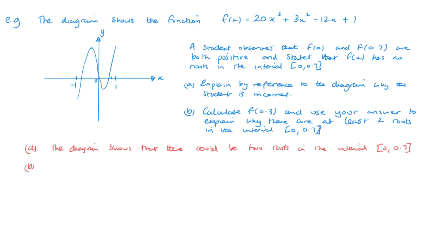Now, part B says calculate f of 0.3 and use your answer to explain why there are at least two roots in the interval 0 to 0.7. So f of 0, we know this is positive, so we don't have to calculate it, but I will calculate it for you. If x is 0, that's 0, that's 0, that's 0, it's just 1. So f of 0 is 1, which is greater than 0. It's positive. Now let's do f of 0.3.